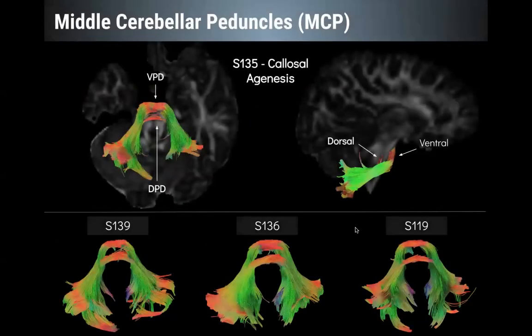Okay, and then we're going on to the interhemispheric fibers. So we're looking at the middle cerebellar peduncles, and the top is our agenesis patient. We kind of had trouble getting a thicker dorsal decussation down here, but our ventral was pretty strong. And you can see from the horizontal view how it looks. And these are 3 controls down here, which are pretty fine.